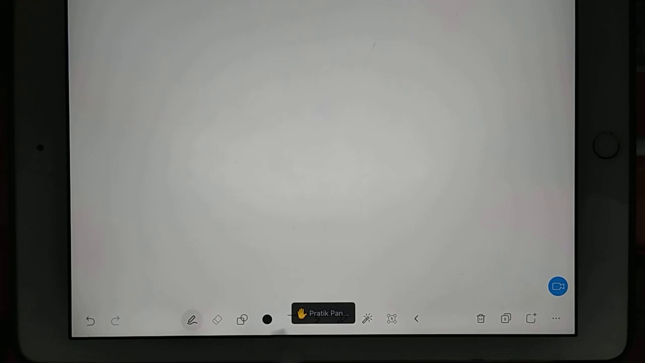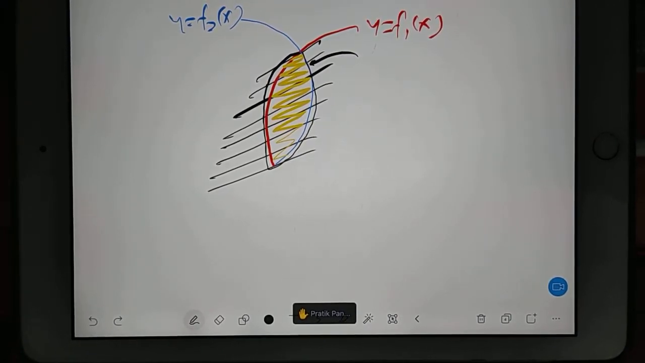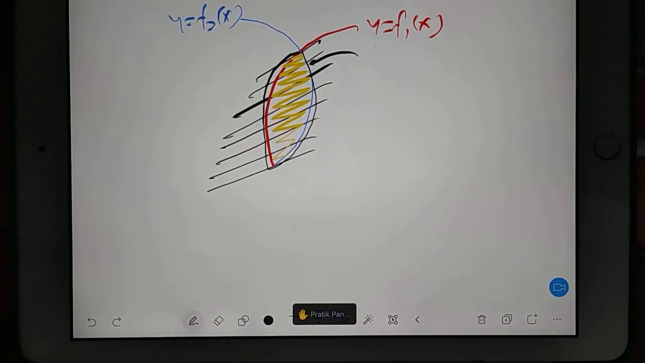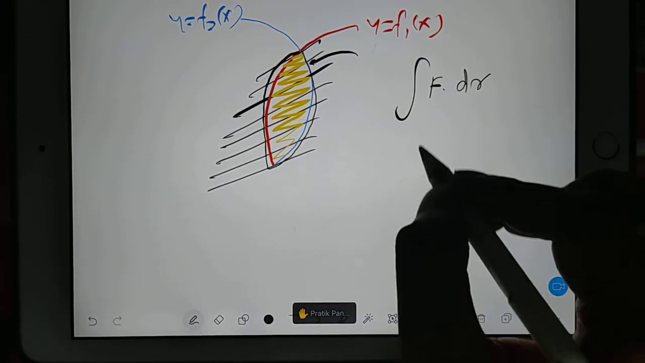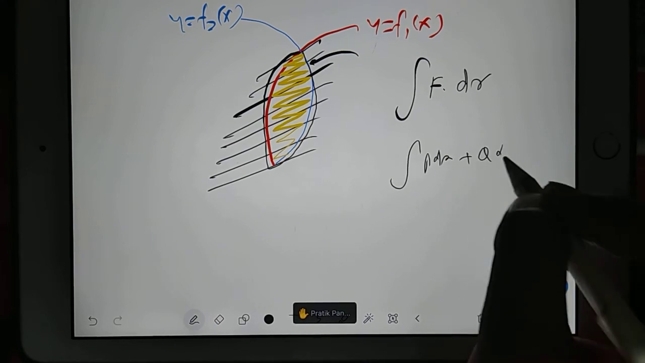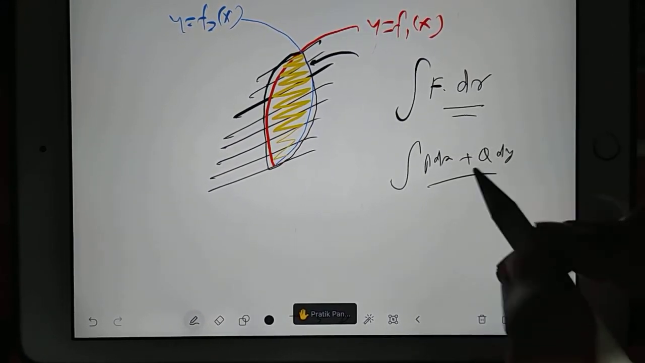Yes, Pratik, ask your doubt. It will be in the question itself. You compare a Stokes theorem question and a Green's theorem question. In what sense are they different? Then only you can judge the difference. Stokes theorem comes with the symbol F·dr, but Green's theorem comes with P dx plus Q dy, right? So the format of the question will guide you as to which theorem you will use.